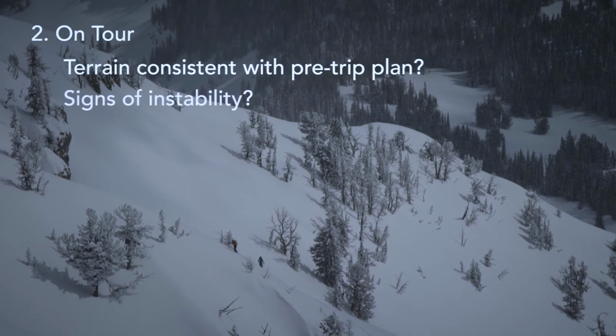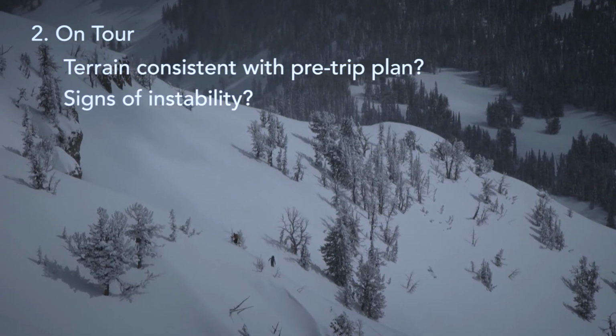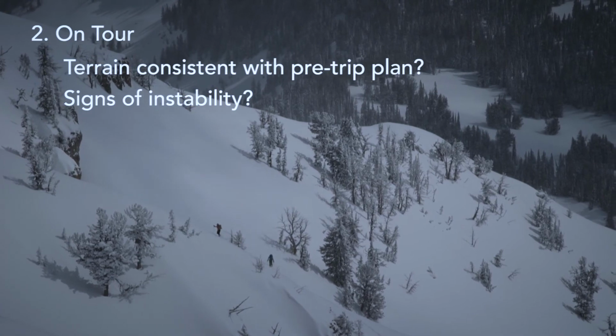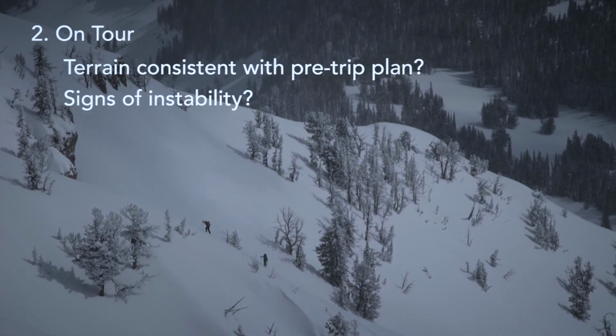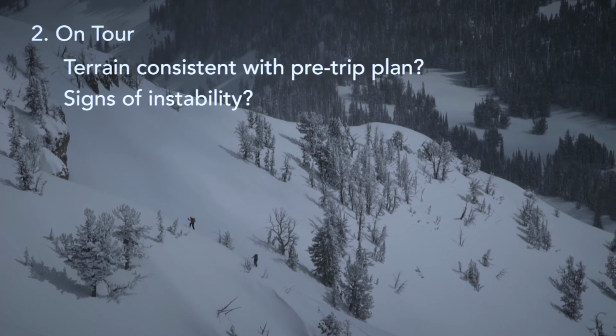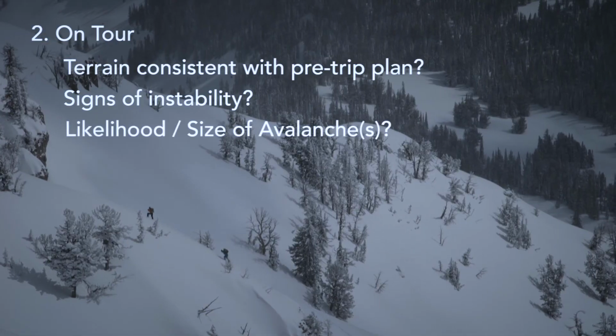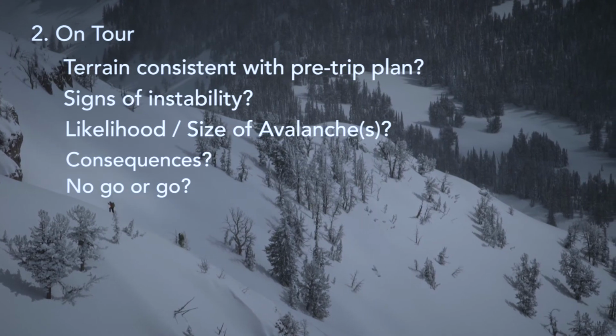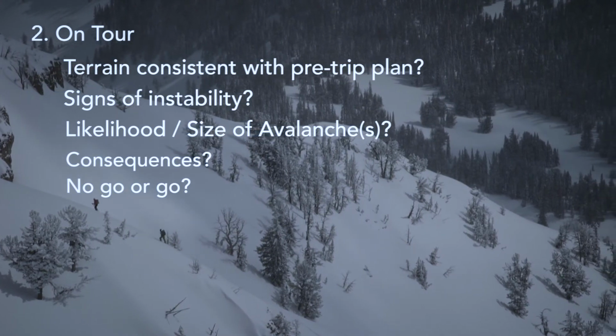Have we seen any signs of instability? Those can include recent avalanche activity, collapsing, or shooting cracks. Those are Mother Nature screaming in our ear, and if we're seeing those, we need to choose less complex, lower angle terrain. While we're assessing a slope we want to ski or ride, additional questions we want to ask are, what's the likelihood of triggering an avalanche, and what are the consequences? This is really important to assess before you jump into a piece of terrain.